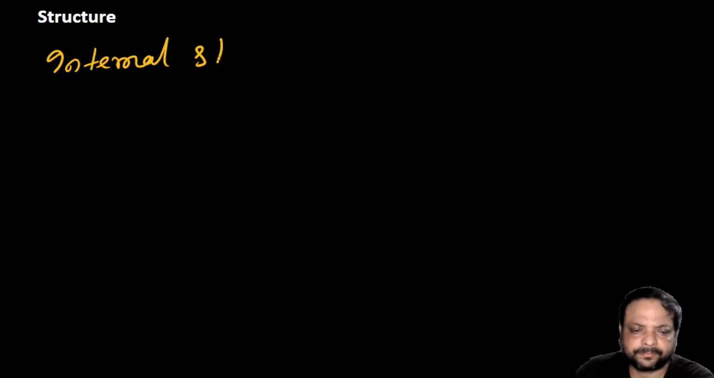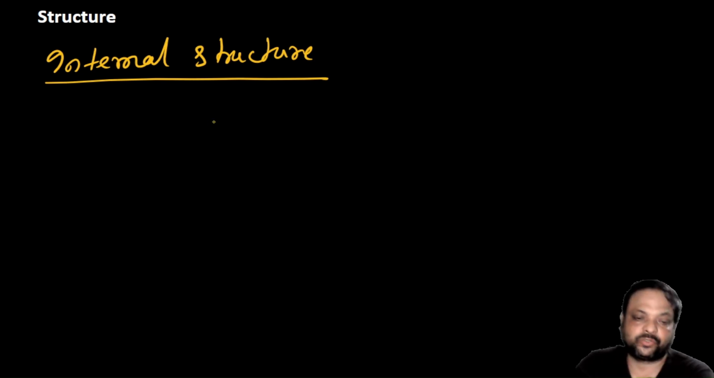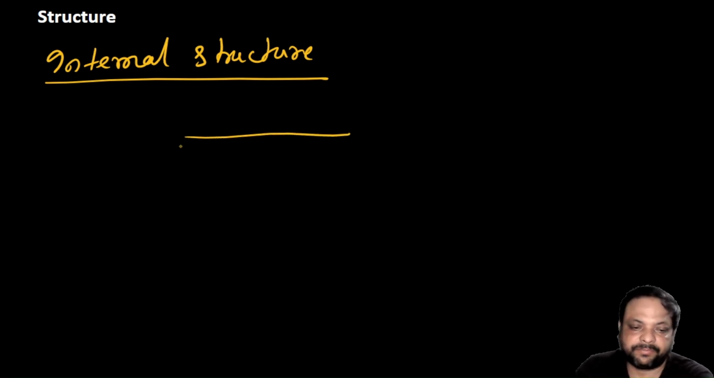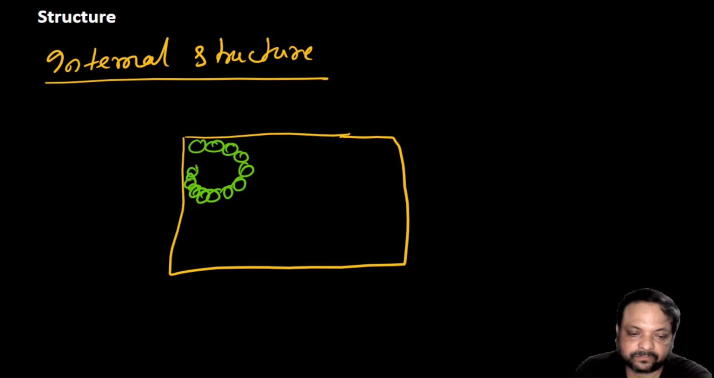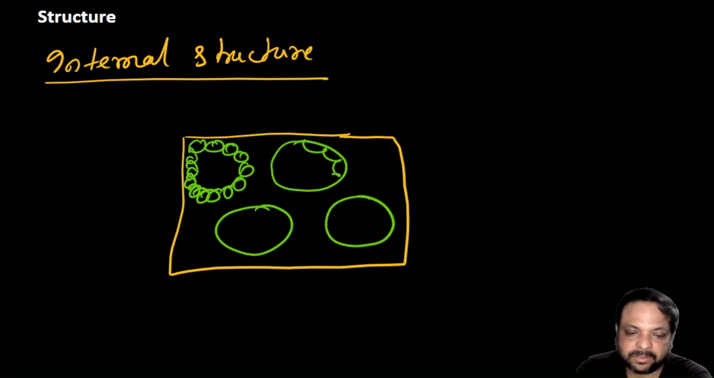Okay, let's go to the internal structure. Now we're going to study the internal structure. Suppose I have taken a small part of the thyroid gland. Inside the thyroid gland, we find this spherical type of cells present. Got it? This type of cells are found to be present.